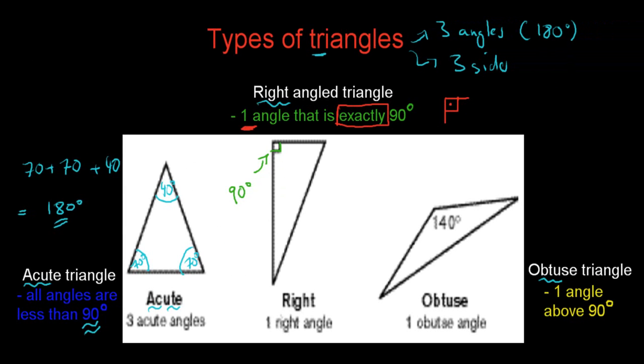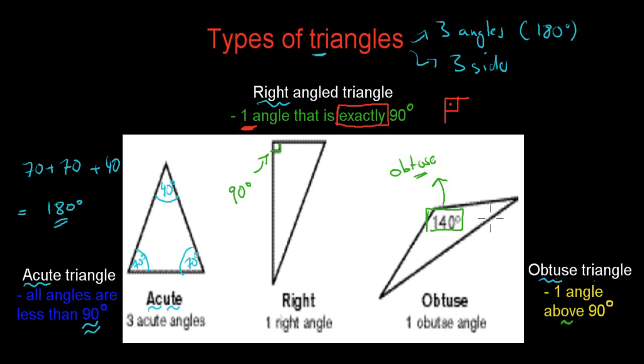And the last one is something called an obtuse triangle. An obtuse triangle has one angle that is above 90 degrees. So remember, a right triangle has one angle that is exactly 90 degrees, whereas an obtuse triangle is one that is above 90 degrees. In this case, we have an angle here which is obtuse, and the reason why that's obtuse is because that's above 90, because it's 140, and 140 is above 90.